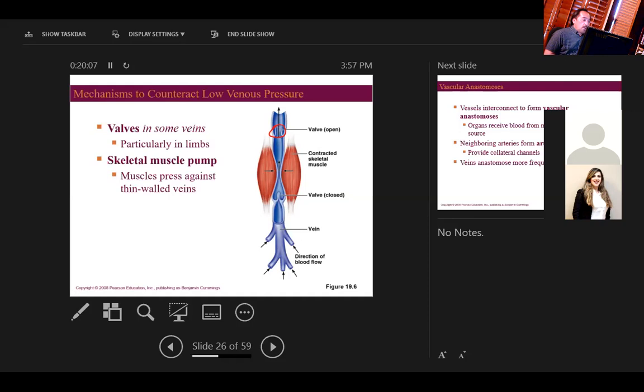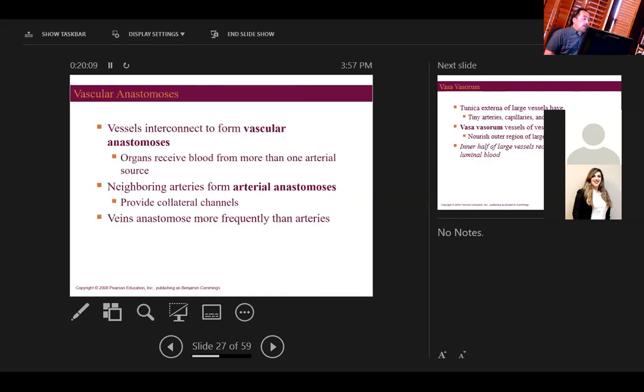Okay, so next is going to be the vascular anastomosis. So some of the arteries would anastomose with each other, okay, and they're going to form branches. And veins anastomose more frequently than arteries. Okay, and unfortunately, some of the veins are more.